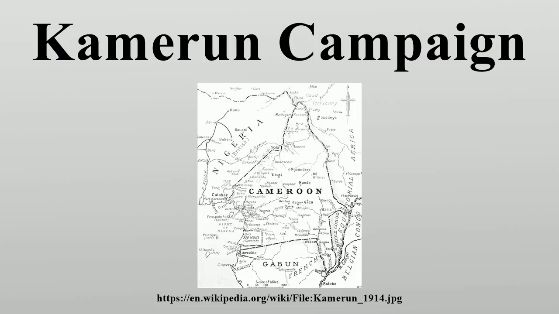By the spring of 1916, following Allied victories, the majority of German troops and the civil administration fled to the neighboring neutral colony of Spanish Guinea. The campaign ended in a defeat for Germany and the partition of its former colony between France and Britain.